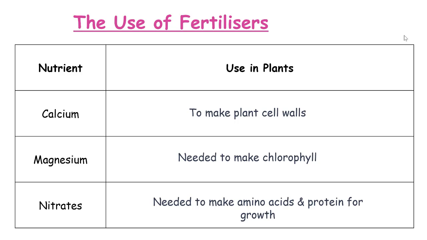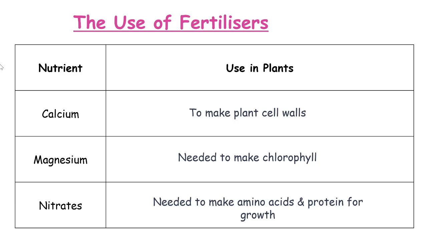So, the first bit is about the use of fertilizers. I'm sure you've all heard of fertilizers. The whole point of them is that they make plants grow bigger and possibly faster as well. But what do they actually contain? Most fertilizers will contain three main nutrients: calcium, magnesium, and nitrates.